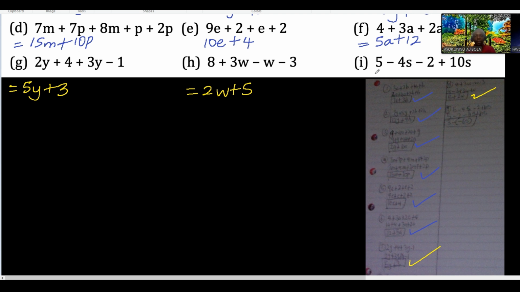And the last but not least, we have negative 4s plus 10, that is 6s. Then 5 minus 2, that is 3. So 6s. Wait a minute. What did you write in this one? 3 minus bracket minus 6s. Because that's already minus bracket, 2 minus, now it's supposed to be plus. Okay. That will be 6s plus 3.